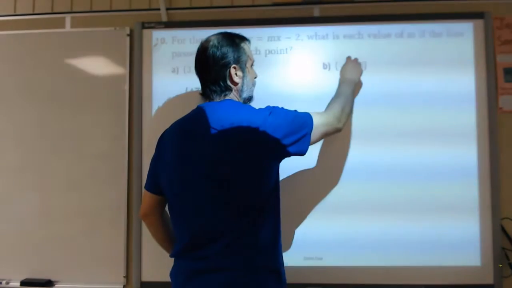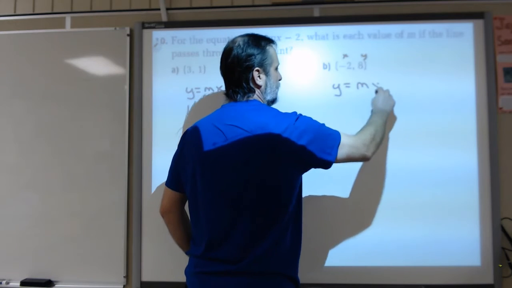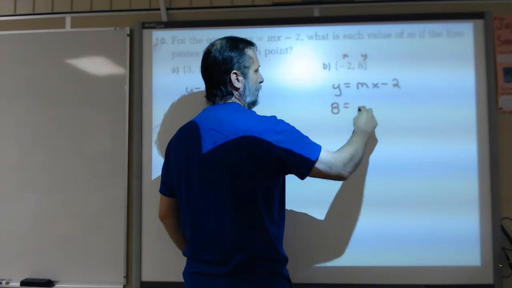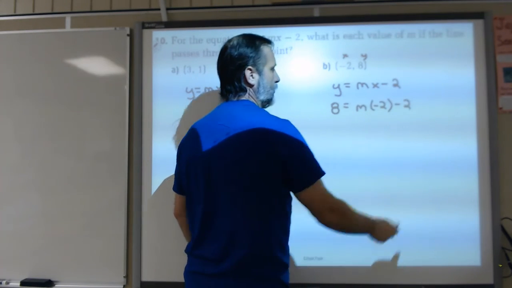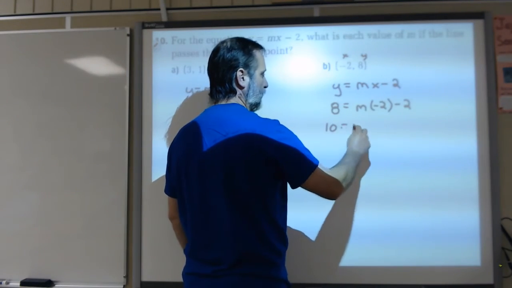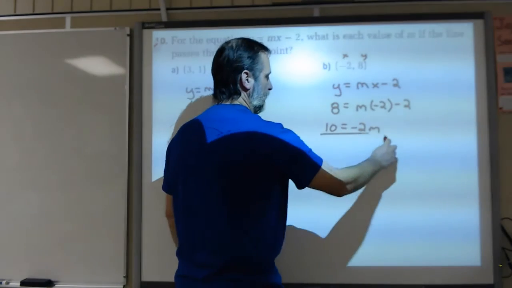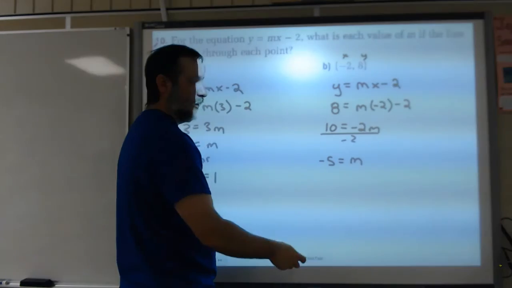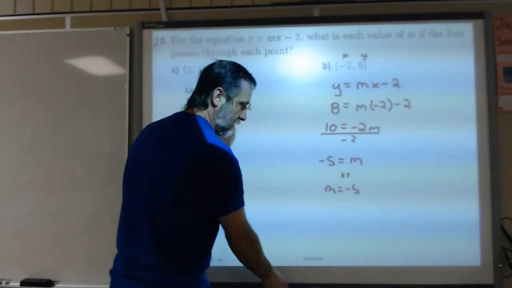Last one, real quick. Here's my x and my y. y = mx - 2, or 8 = m times -2, minus 2. Add 2 to both sides to get rid of that one. So 10 = m times -2, which is -2m. I'm going to divide everything by -2, so -5 = m, of course, or m = -5.